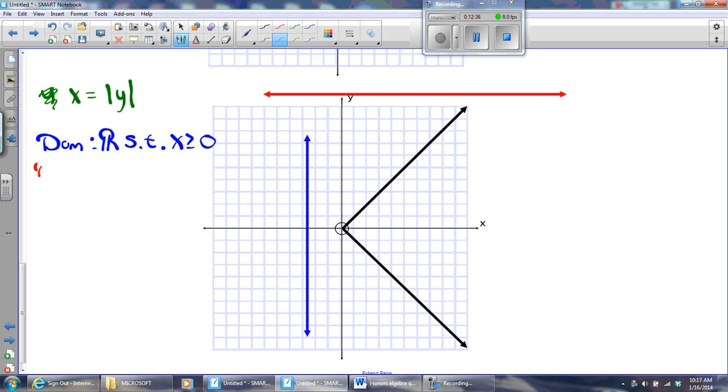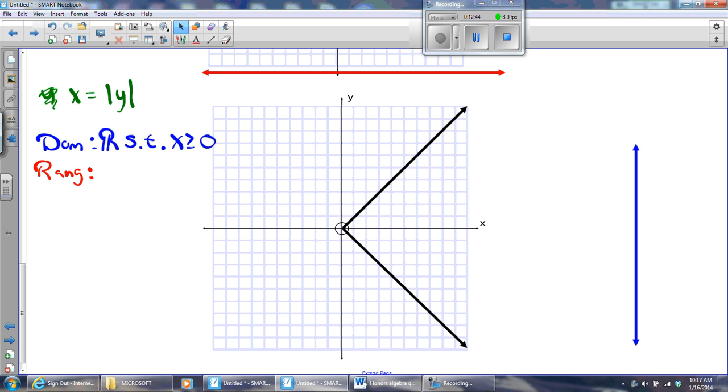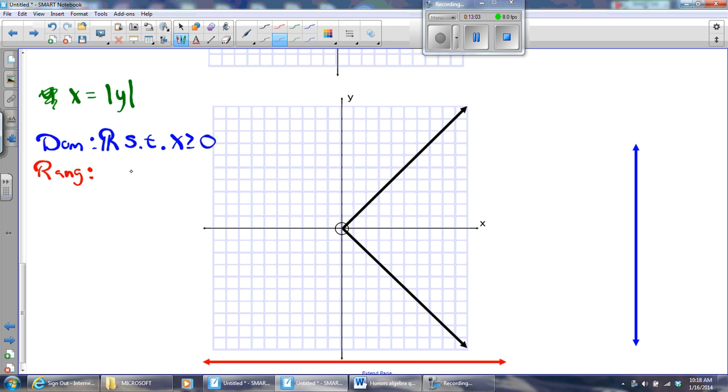Okay, now we'll test the range. All right, so let me move this guy out of the way. And it looks like it's going to hit when y is positive. It's going to hit when y is negative. And it's going to hit when y is large negatives, or small negatives, I should say. So the range is going to be all real numbers such that, oh no, it's just going to be all real numbers, isn't it? Yeah, because every number on the y-axis is going to be included.